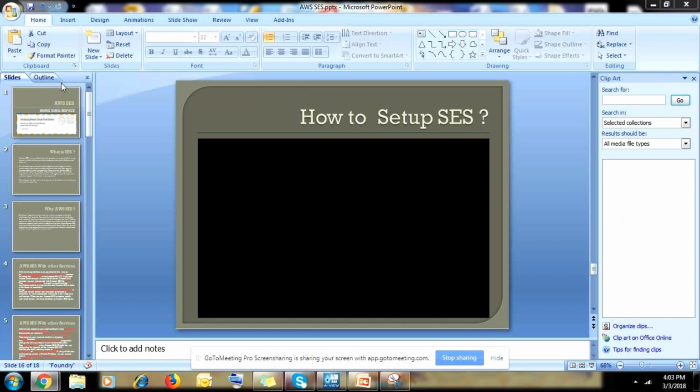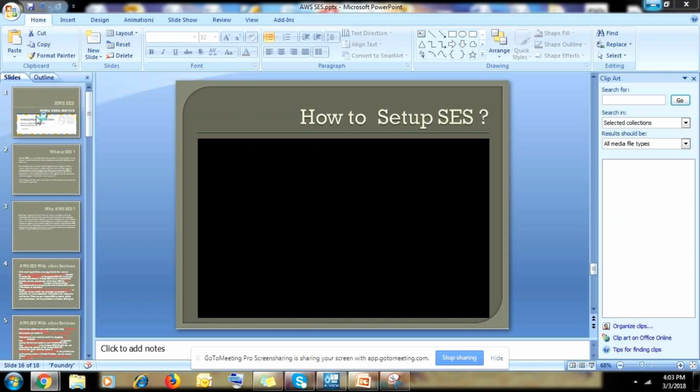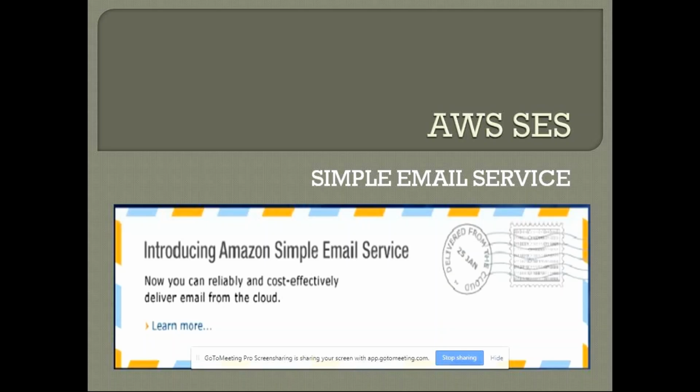So today we are going to see about SES. Last time we saw what SNS is. SNS is a simple notification service. Yeah guys, so AWS SES is a simple email service.